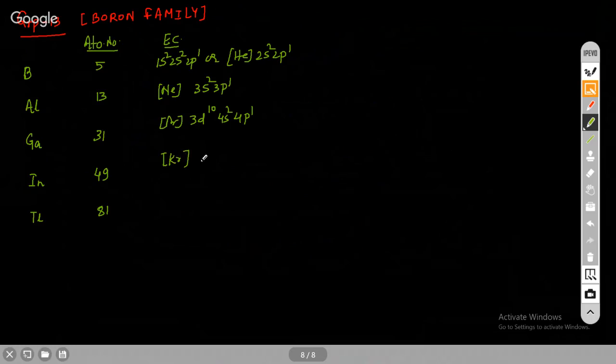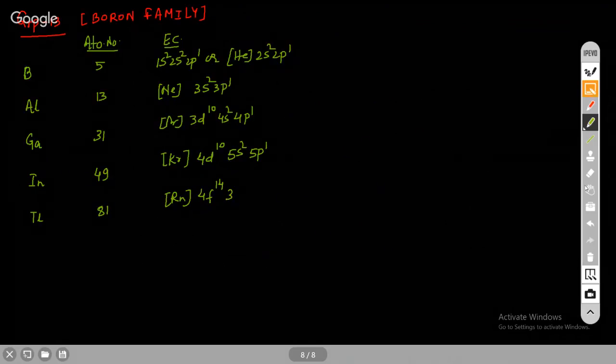It is 3d10, sorry, 4d10, 5s2, 5p1, and this will be 4f14, 5d10, 6s2, 6p1. This is the electronic configuration.